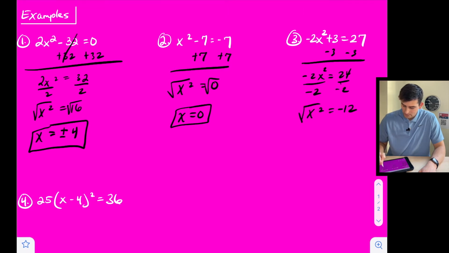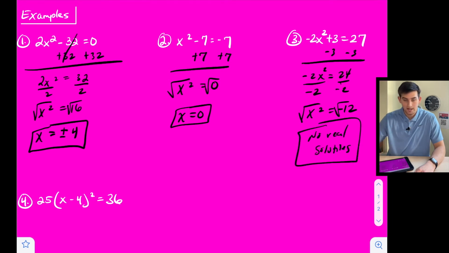We are ready to take the square root, but notice what happens. We're taking the square root of a negative. So this is going to be no real solutions because we don't have any real numbers that when we multiply it by itself, it gives us a negative 12, right? Even if I have a negative times a negative, that gives me a positive value. So there's no real solutions when we're trying to take the square root of a negative number.